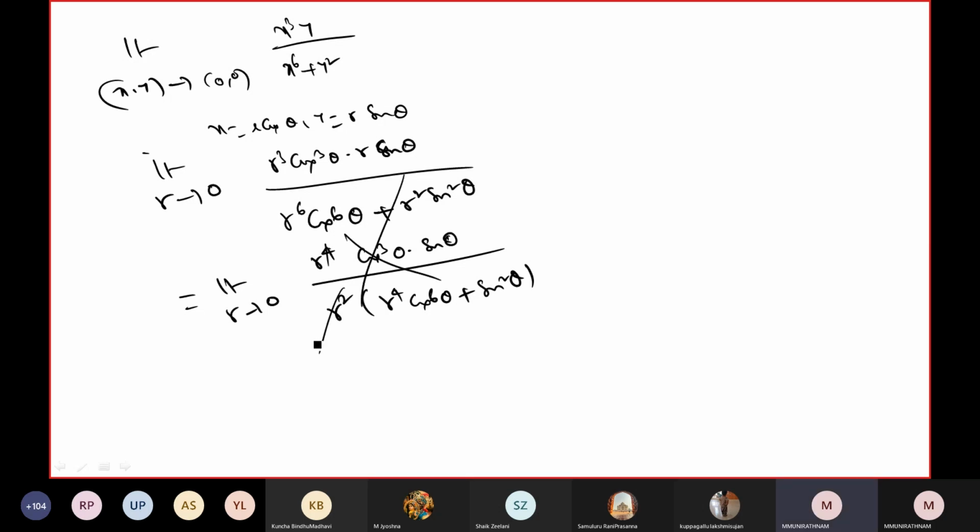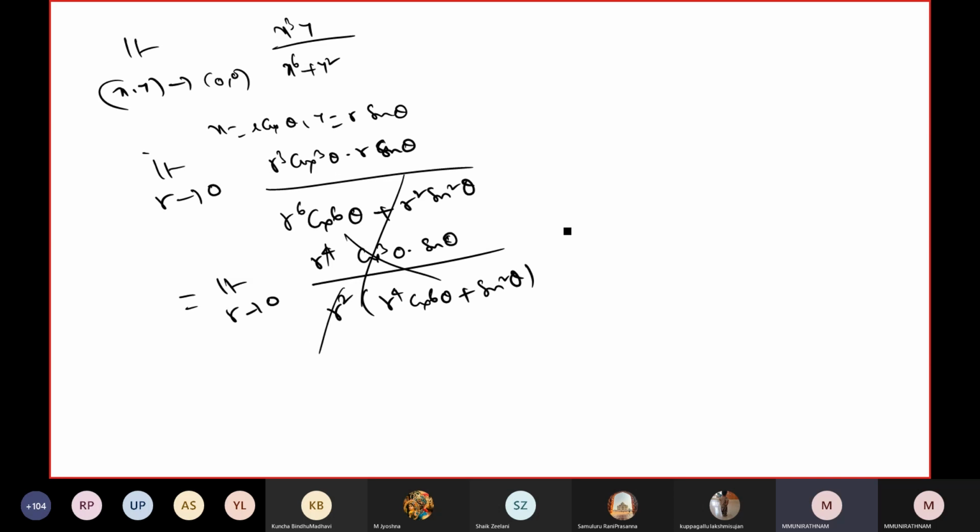So we cannot apply this method to this problem, because again you would have to take sin theta as something. That's why we cannot take this.